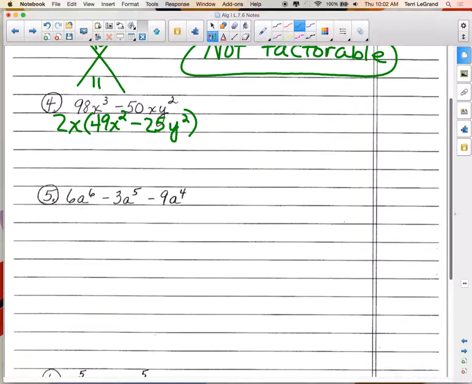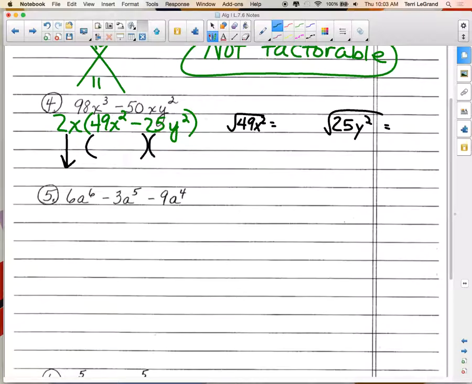So now we have a binomial, and we're going to check to see. Let's bring this down. Let's not forget about it. We have a binomial with subtraction, so we're going to see if it is a difference of squares. Is 49x squared a perfect square? Yes. How about 25y squared? Okay, so we can take the square root of both of those. And again, if you're to the point you don't have to show this off to the side, I'm fine with it.